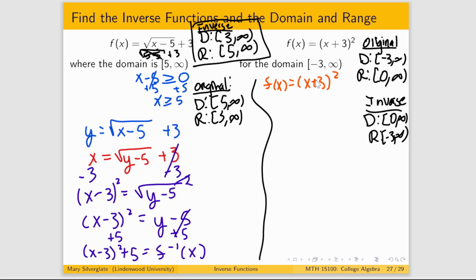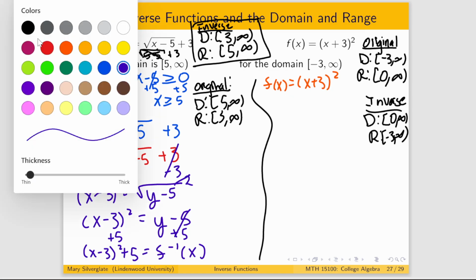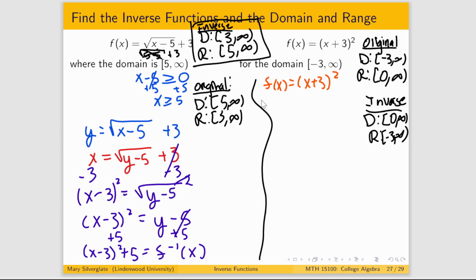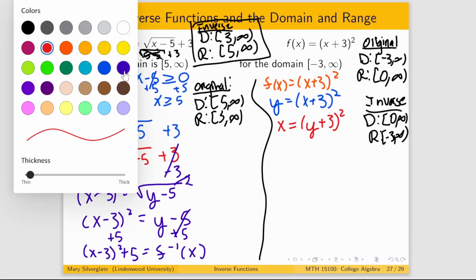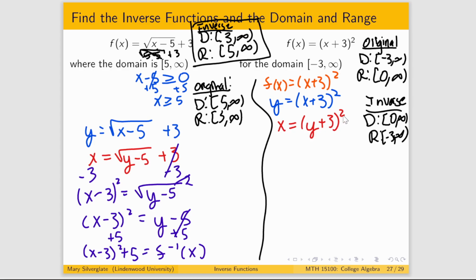f of x is equal to (x plus 3) all squared. As an optional first step, I would go ahead and orient myself that f of x is equal to y. Then as a real first step, you need to flip x and y. So then this becomes x is equal to (y plus 3) all squared. Now I actually want to start solving for y. So first I want to undo a square. How do I undo a square?